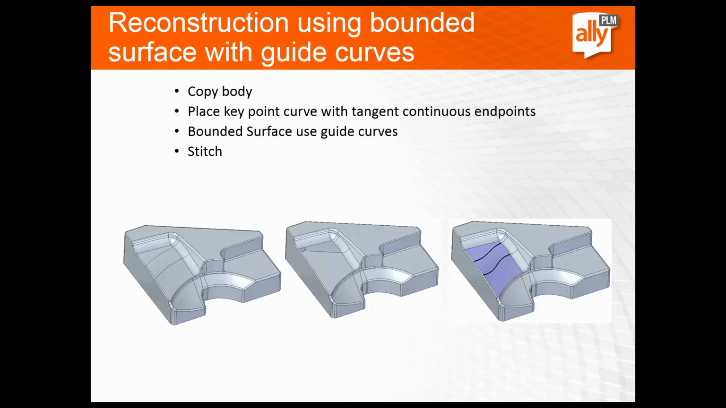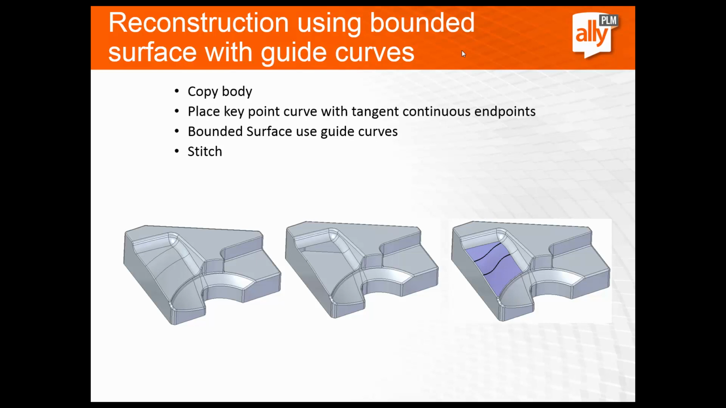Another option we have is to use guide curves and a bounded surface. So just like before, we'll copy the body. We can place the key point curve in with the tangent continuous options, and again do a bounded surface, but this time use the key point curves as our guide curves. Then we'll simply stitch together and create a solid body from that.